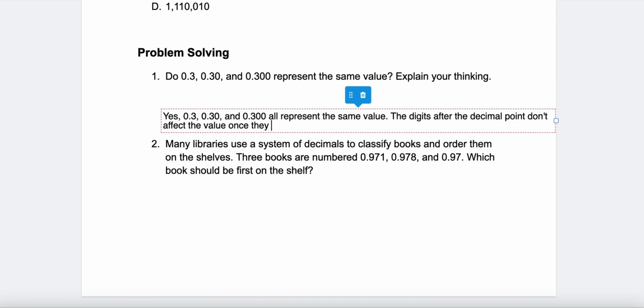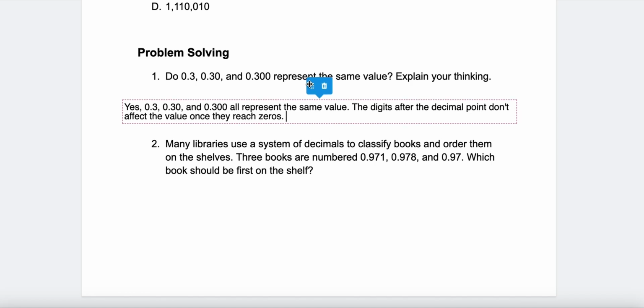Once they reach zeros. So basically, zeros after the number doesn't really matter. Like, you can just cross them out, so they will all be equal to 0.3.